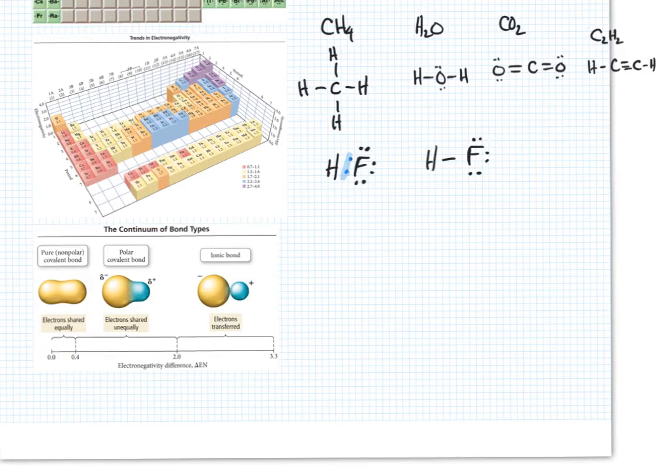So here's a good example. We have a chemical bond. We have an HF molecule, and we have hydrogen and fluorine. And if we look on this table, this is the trends in electronegativity. We look on this mapping of electronegativities versus element. We notice that fluorine has this number 4.0, which is a very highly electronegative element.